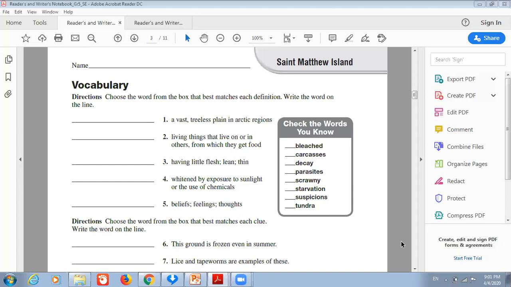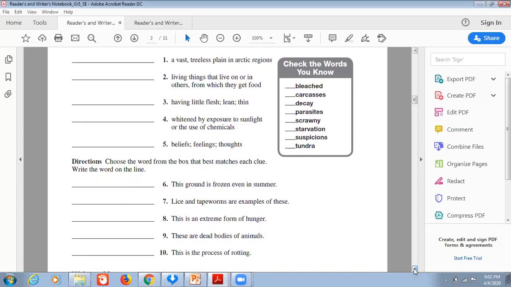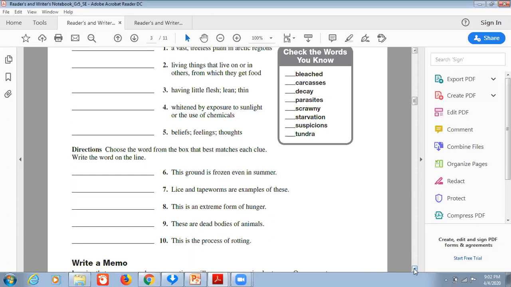Number 1 says a vast treeless plain in the Arctic region. 2, living things that live on or in others from which they get food. 3, having little flesh, lean or thin. 4, whitened by exposure to sunlight or the use of chemicals. 5, beliefs, feelings, thoughts. And the second exercise is choose the word from the box that best matches each clue. Write the word on the line.